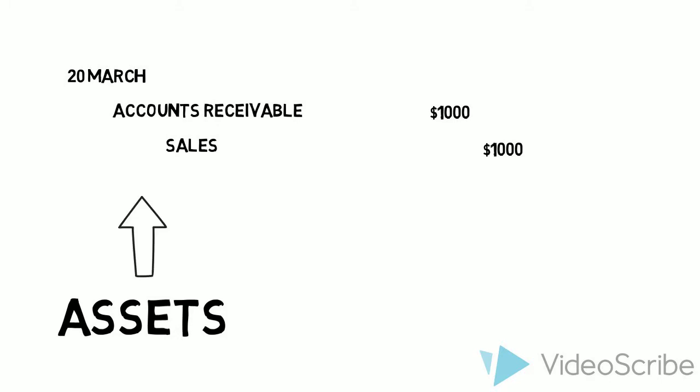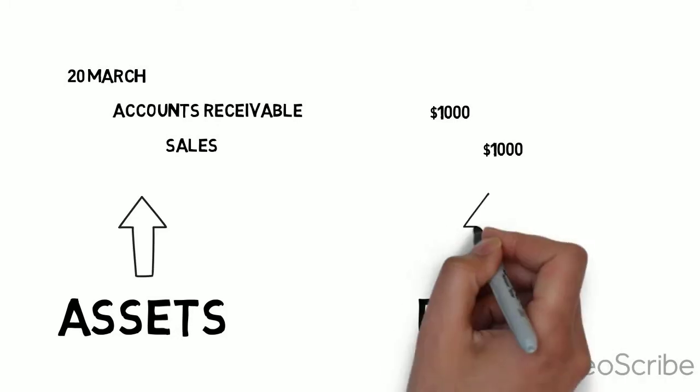This would look like the following. 20th of March, accounts receivable are increasing or debited by $1,000 and the sales are credited by $1,000. Overall, the asset component increases by $1,000 and the equity component increases by $1,000.